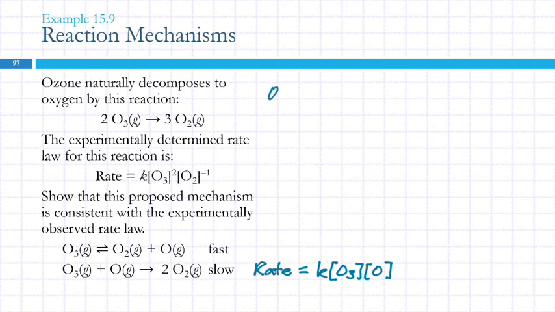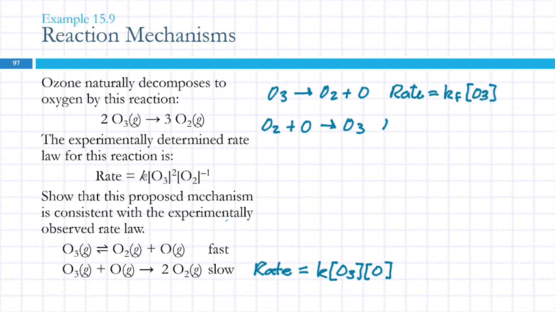So we've got O3 going to O2 plus O, that's the forward. And in reverse, we would have O2 plus O going to O3. They're both happening at the same time. We can predict rate laws for each of them. I'll call this constant the forward constant. What's this rate law going to be? K times O3. There's only one reactant, so it's going to be related to that concentration. And the reverse reaction is going to be a constant times O2 and O.